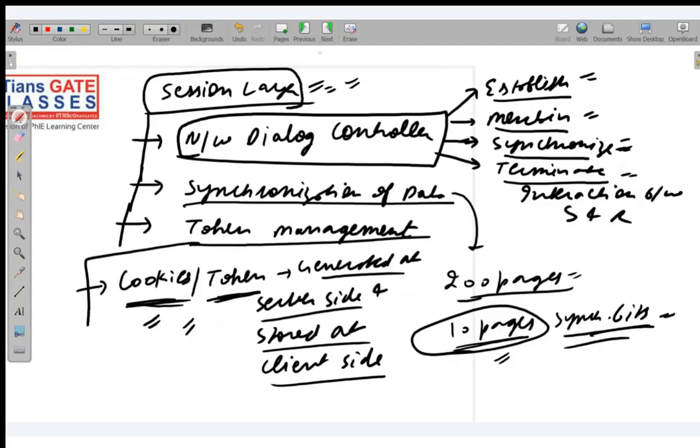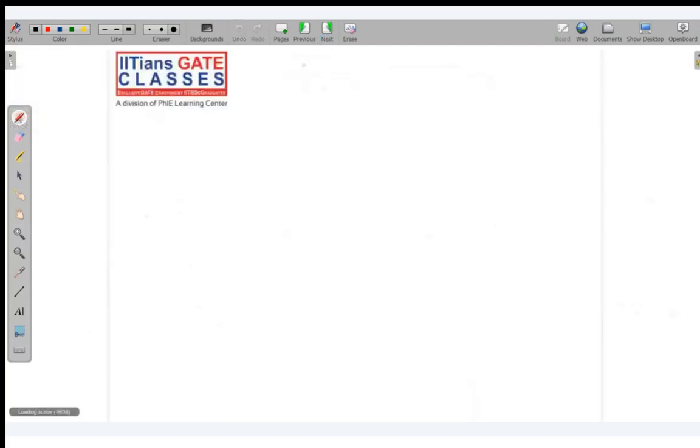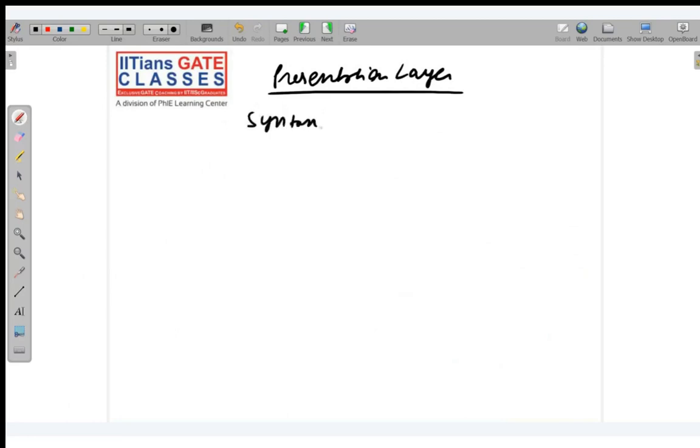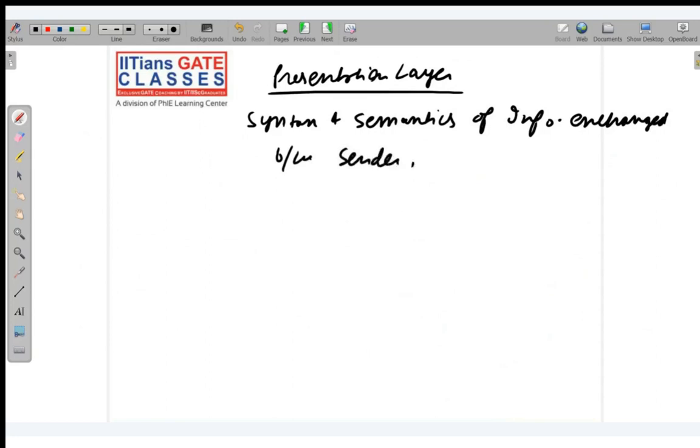Yeah, so now let me start the next layer. The next layer is the presentation layer. So what is the presentation layer responsible for? Only one line you should remember. The presentation layer is responsible for the syntax and semantics of information exchanged between sender and receiver.